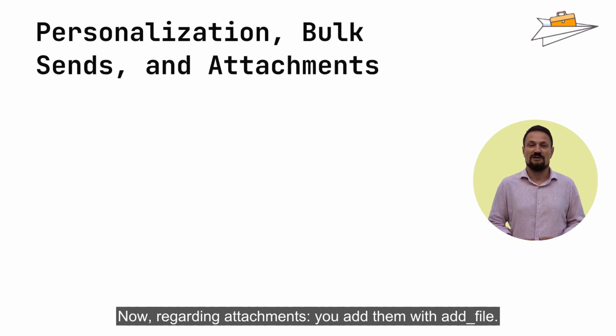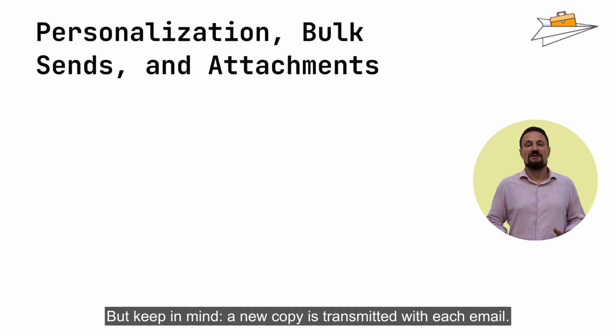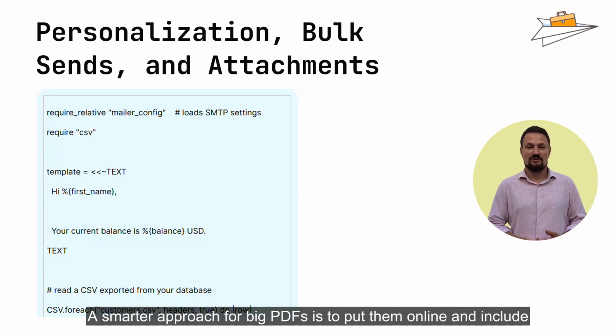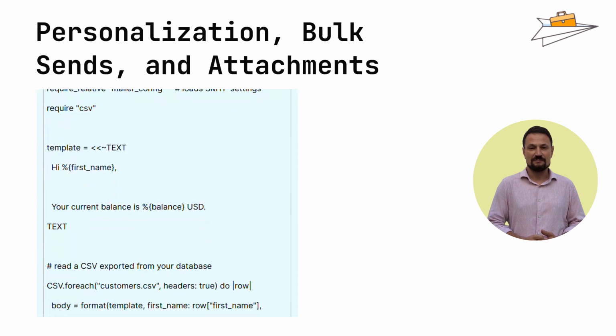Now, regarding attachments, you add them with add_file. But keep in mind, a new copy is transmitted with each email. That means if you're attaching large files, the whole run will slow down. A smarter approach for big PDFs is to put them online and include a download link instead.